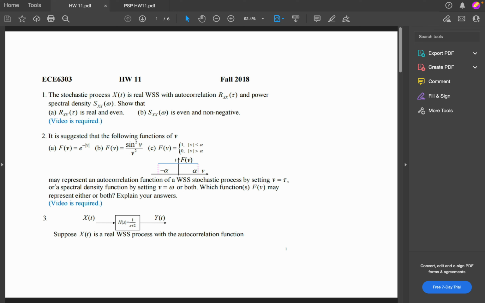So these three may represent an autocorrelation function of a wide-sense stationary stochastic process by setting v equals to tau, or a spectral density function by setting v equals to omega, or both. Which functions f of v may represent either or both? So basically we need to tell if f of v can represent an autocorrelation function or a spectral density function, or both of them, or neither of them.